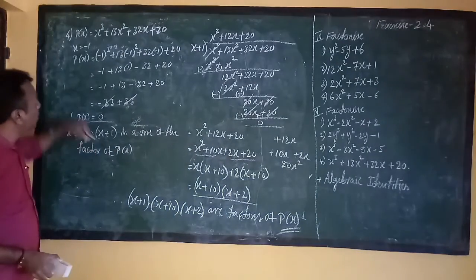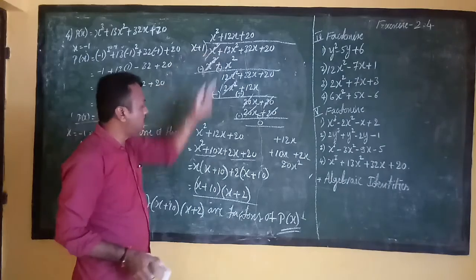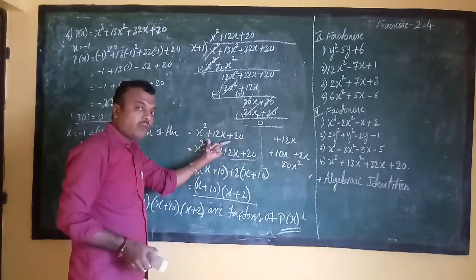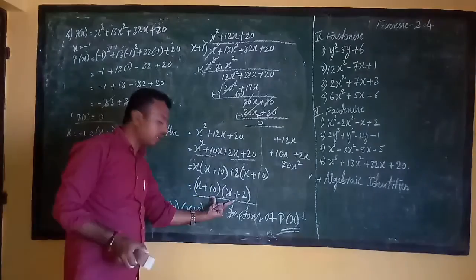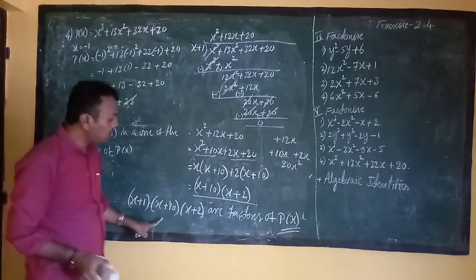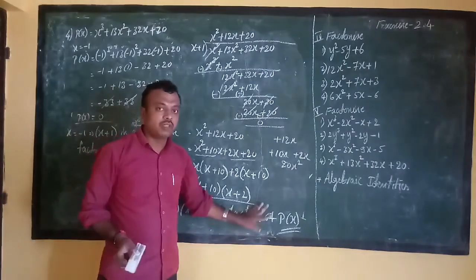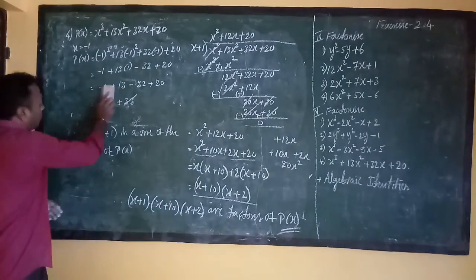Next, we have to divide p of x by x plus 1. Then we get x square plus 12x plus 20. Again we have to factorize it by splitting the middle term, and we get the two factors. Therefore, there are three factors: x plus 1, x plus 10 and x plus 2 are the factors of p of x. Understand, students? So like that we have to solve it, and we have to practice such problems.